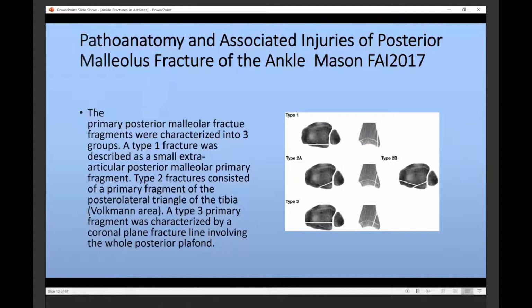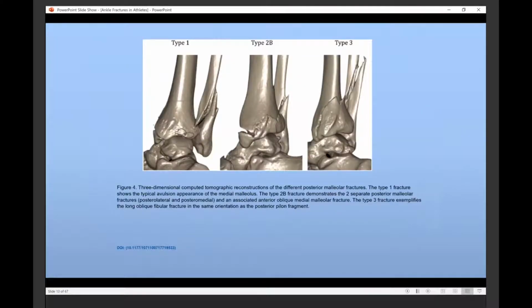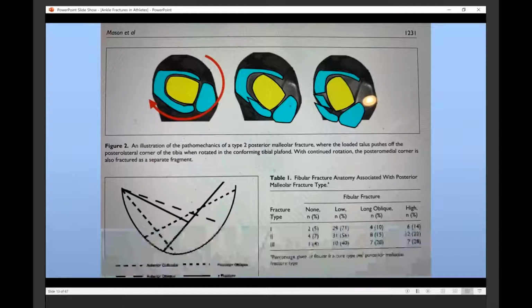And what's interesting about this 3-dimensional picture, seeing this as a type 1, type 2, and type 3, was some of the anxiety is, well, if I fix this posterior malleolar fracture, do I need syndesmotic fixation? And 2, what percentage of these posterior malleolar fractures involve syndesmotic injury? I could jump into Kirk's talk, but if you look at this, the interesting ones are these 2Bs, in that really it's a rotary component. And you get this posterior piece, and then with continued rotation, the posterior medial corner fragments.